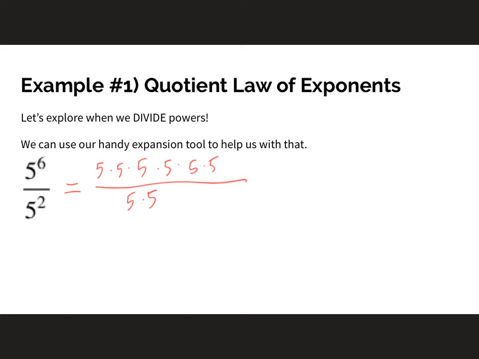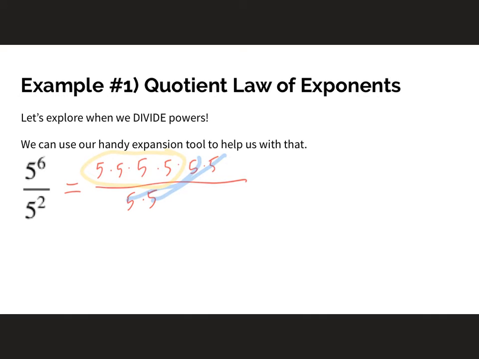Now, when I'm dividing this, I see that I have some common factors in my numerator and denominator that I can actually cancel out, right? So I can cancel this one out, I can cancel this one out, and all I'm left with are these 4 5s, right?